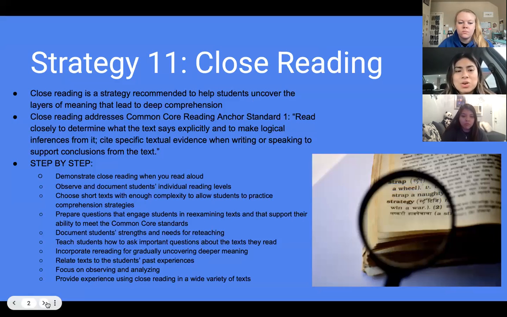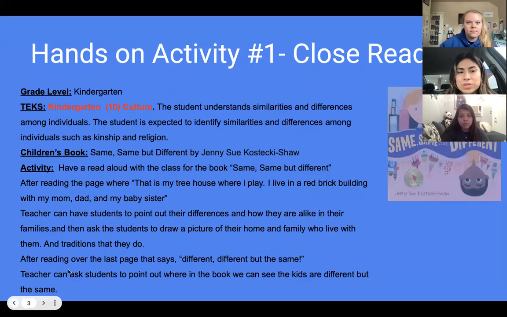Then after that, we can also document students' strengths and needs for reteaching. We can teach students how to ask important questions about the text they read. We can incorporate rereading for gradually uncovering deeper meaning and relate text to the students' past experiences. And we can also focus on observing and analyzing, and provide experience using close reading with a wide variety of text. So usually for activities for close reading, we can use multicultural books.